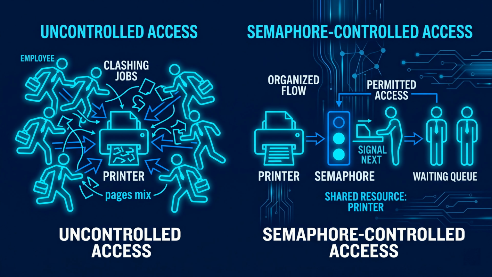Let us make this practical with an example. Suppose there is only one printer in an office, but five employees want to print documents. If all five try to print directly at the same moment, pages may mix or jobs may clash. Now imagine a semaphore placed in front of the printer. Only one employee gets permission at a time, the others wait in line. Once the first employee finishes, the semaphore signals the next one. This is exactly how an operating system can protect a shared device like a printer. The same idea applies to software resources as well.